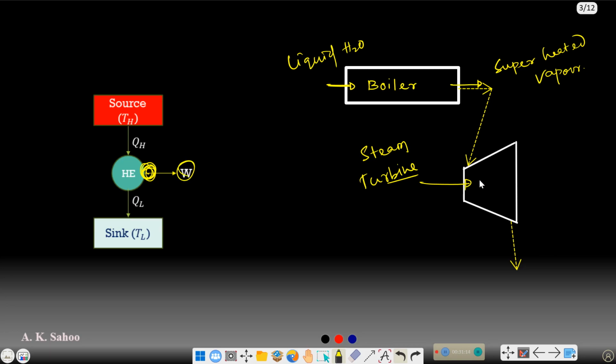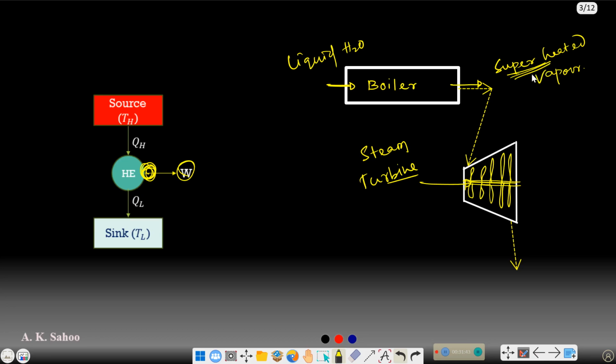So how will it be producing work? Basically, there will be a shaft somewhat like this, and over this shaft a number of blades will be mounted. And then we will be passing our superheated steam, with high energy, through it.